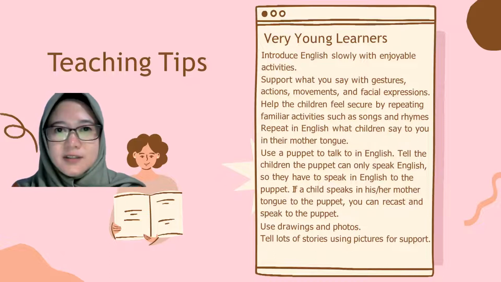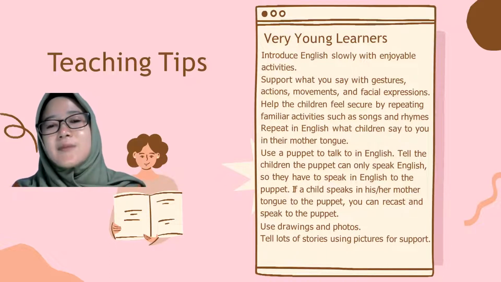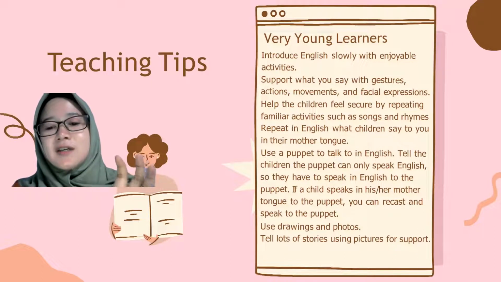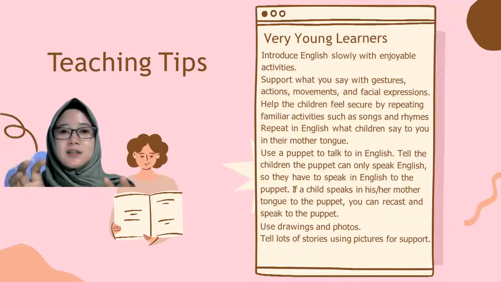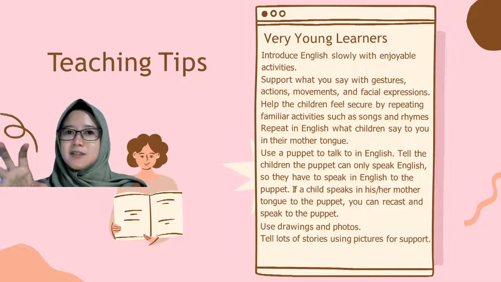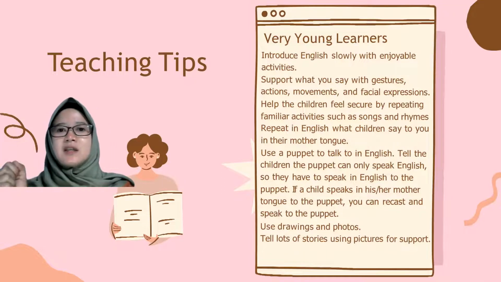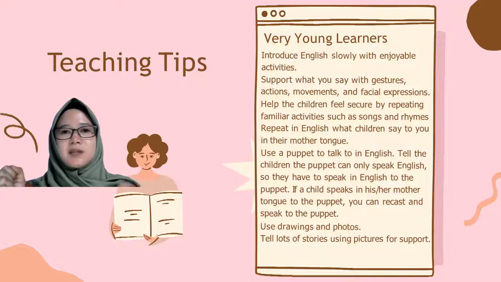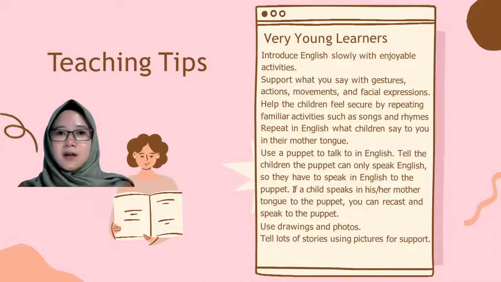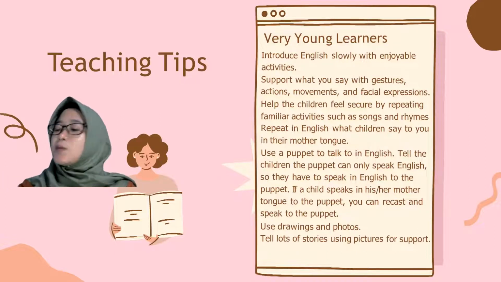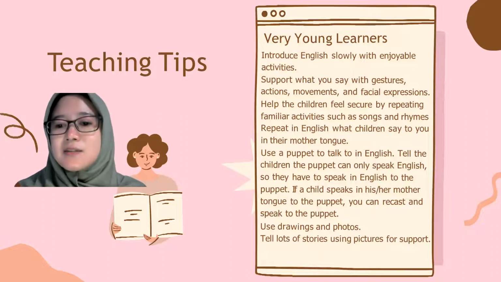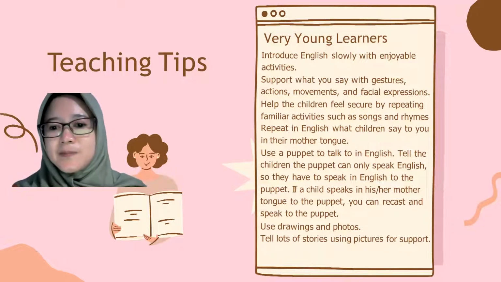If a child speaks in their mother tongue to the puppet, ke bonekanya itu, you need to recast it to speak to the puppet. Okay, for example, misalnya gini. Jadi si siswanya itu diajak ngobrol dengan menggunakan puppet, dengan menggunakan boneka misalnya. Nah, lalu si siswanya bertanya kepada puppet, nama kamu siapa? You have to recast it in English to the puppet. You repeat it. What's your name? Yeah, something like that. So the children next time will do the same.